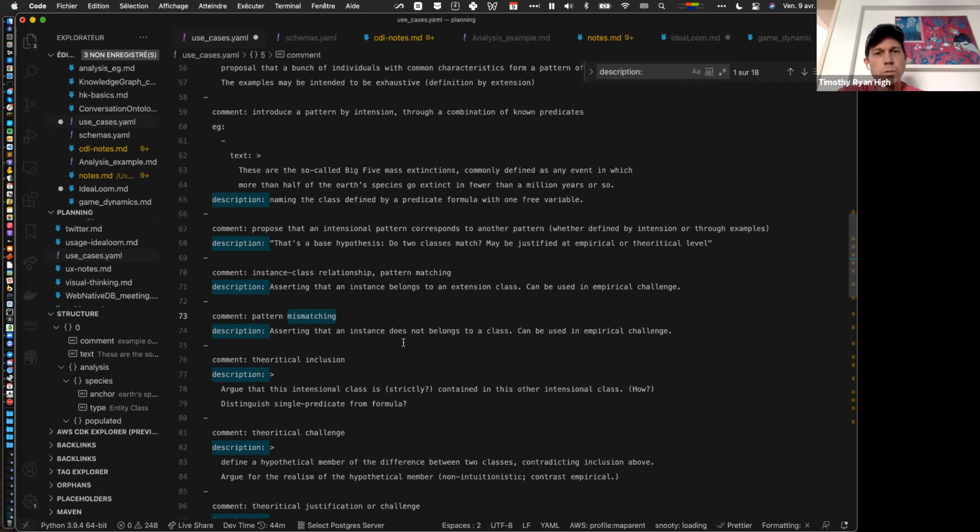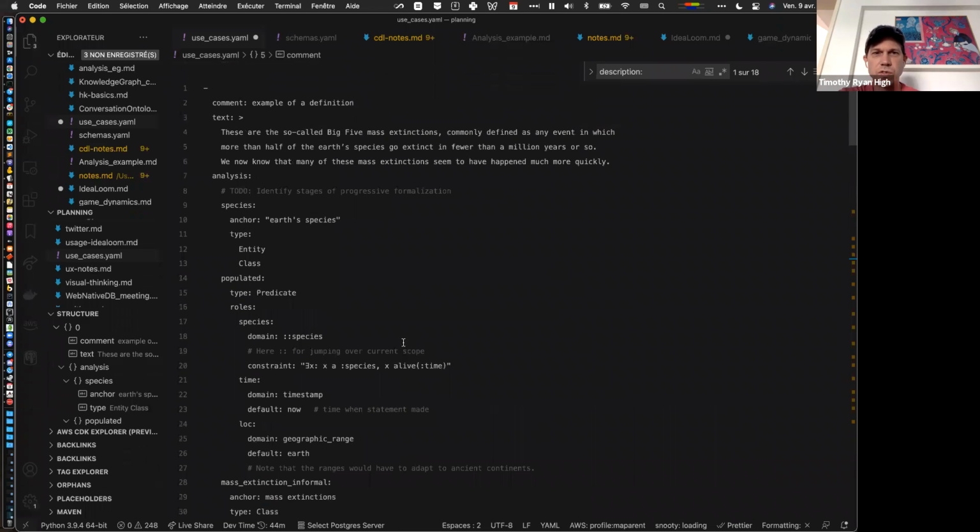Okay, but what is the structure of, because these are the so-called big five mass extinctions, is a definition, right? So then you could use the so-called big five mass extinctions in other debates. And in that case, what is that definition made of? What are the elements of that definition?